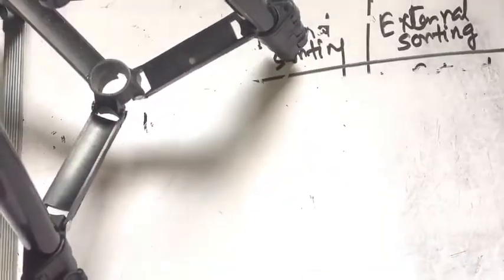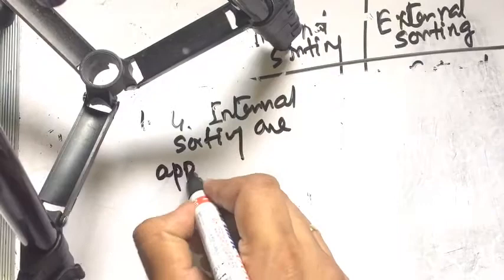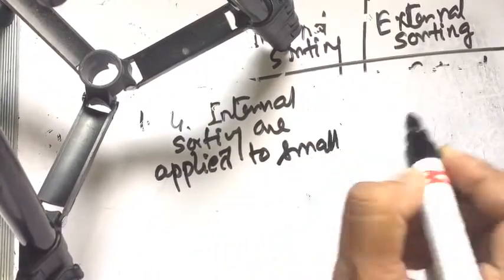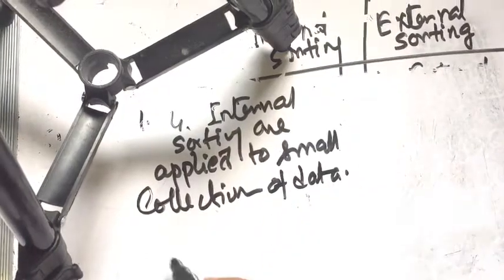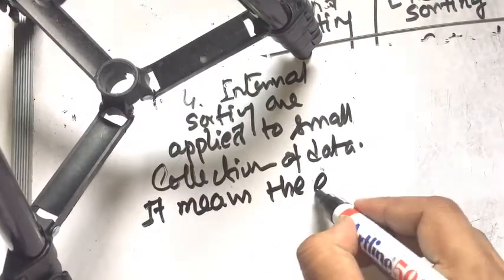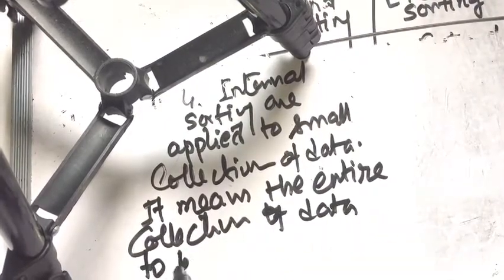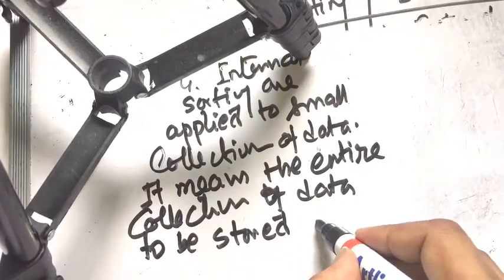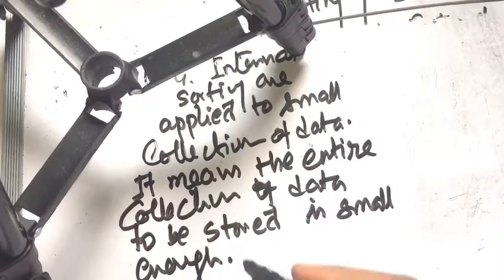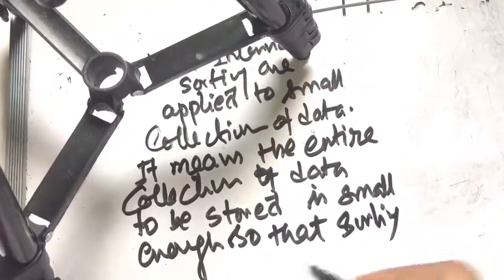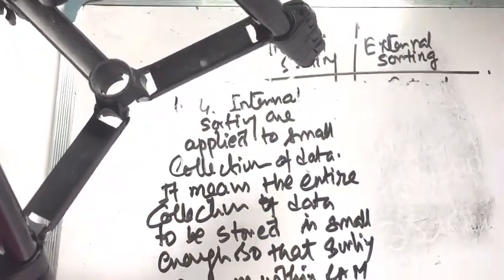So these are the 3 differences. Next, the 4th difference. Internal sorting is applied to small collections of data, as already told. It means the entire collection of data to be stored is small enough, so that sorting occurs within RAM.